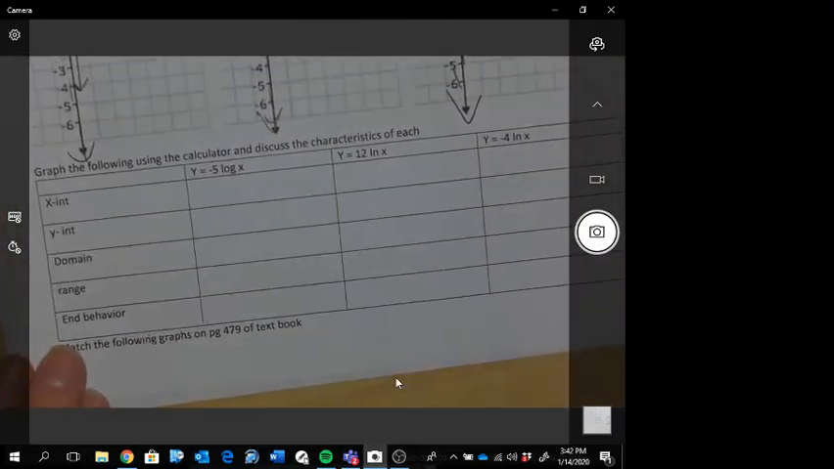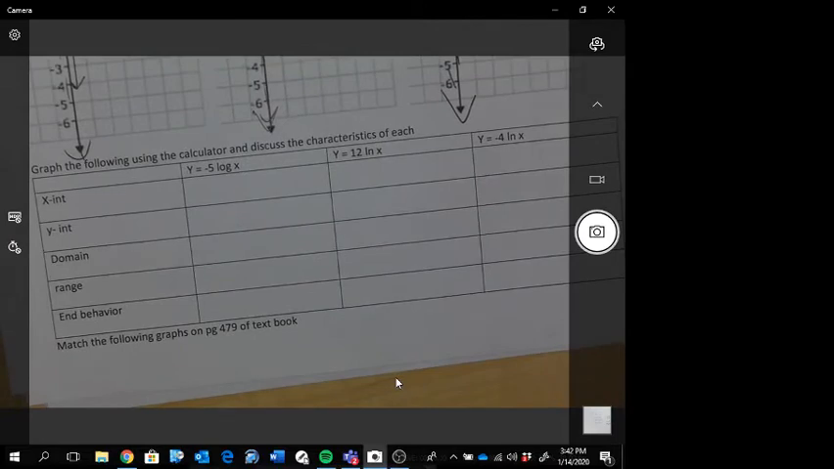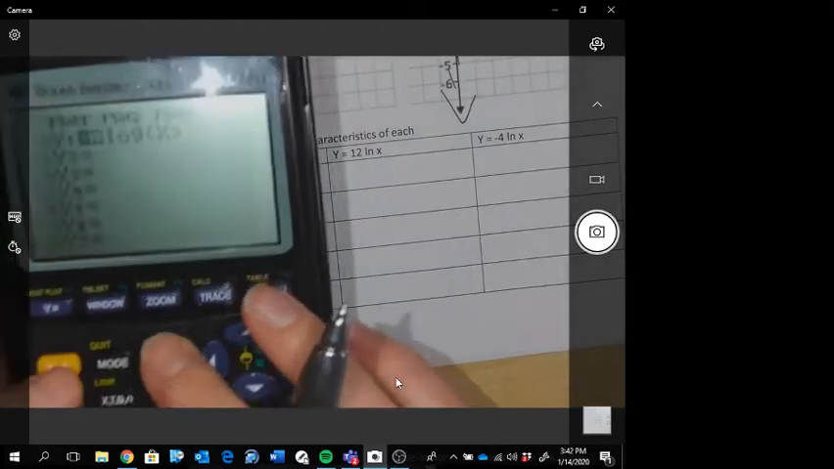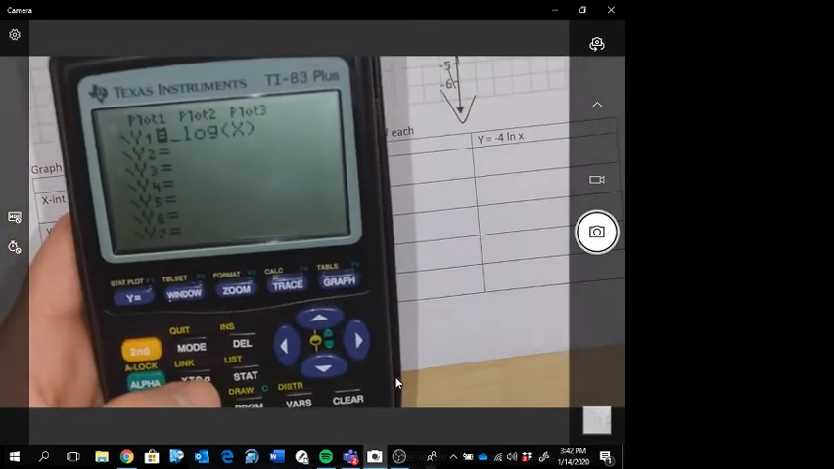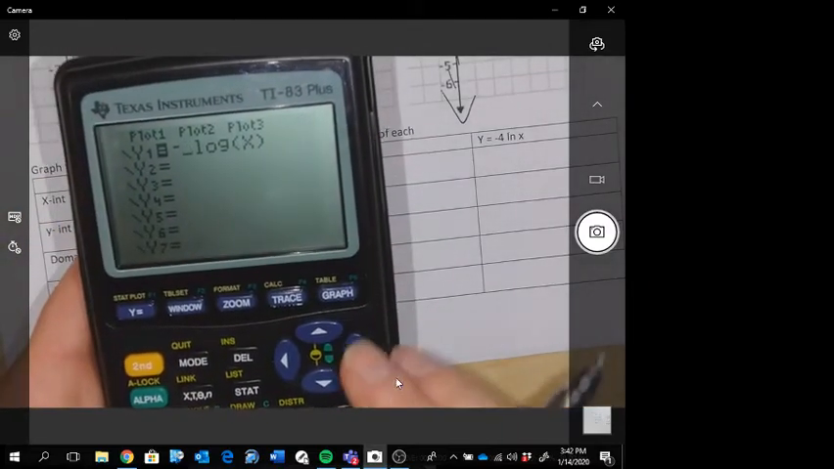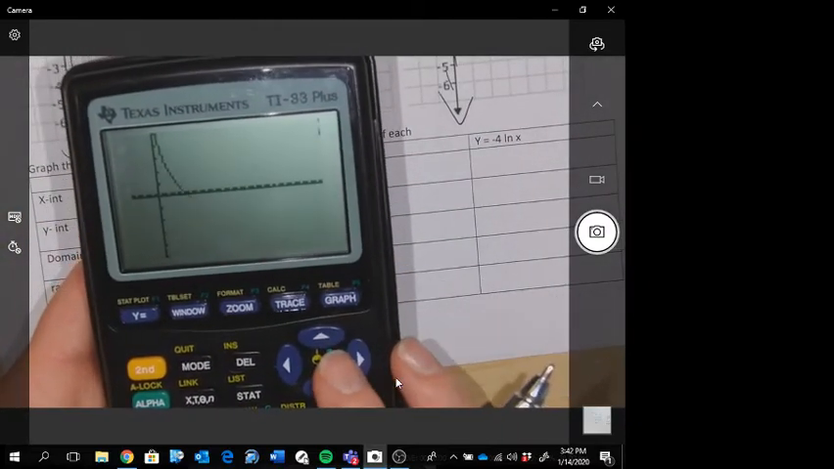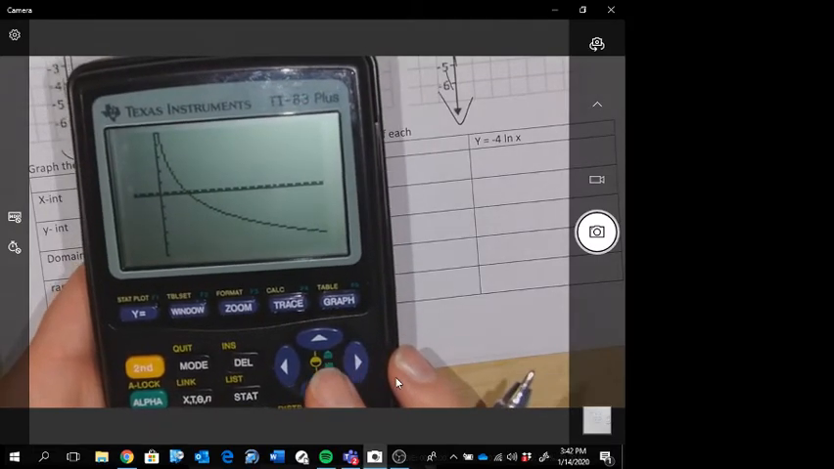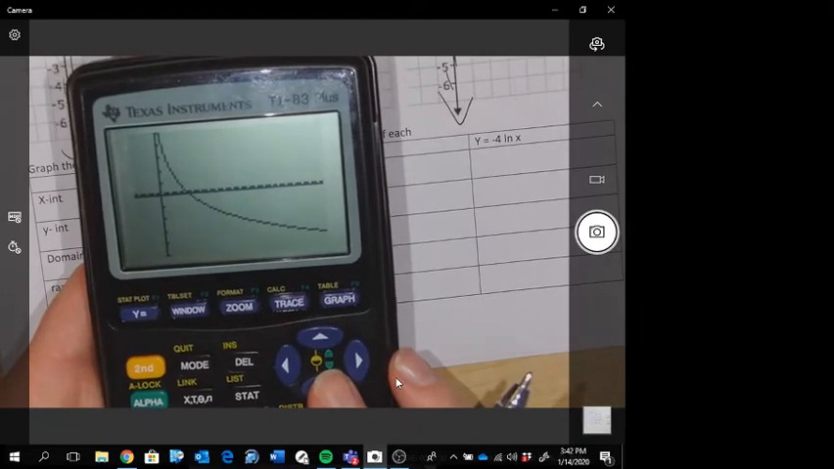Okay, we're going to graph the following and discuss the characteristics of each. Okay, so negative 5 log x, so what we had, except for I'm going to insert a negative sign, so that's this button in front. What do we think is going to happen? And it looks like it's upside down of what it was. So that is a vertical reflection over the x-axis.